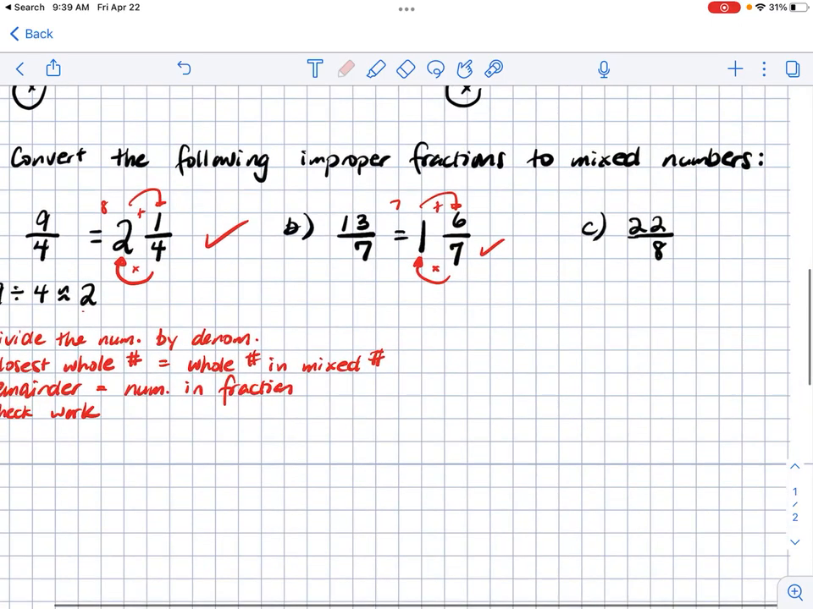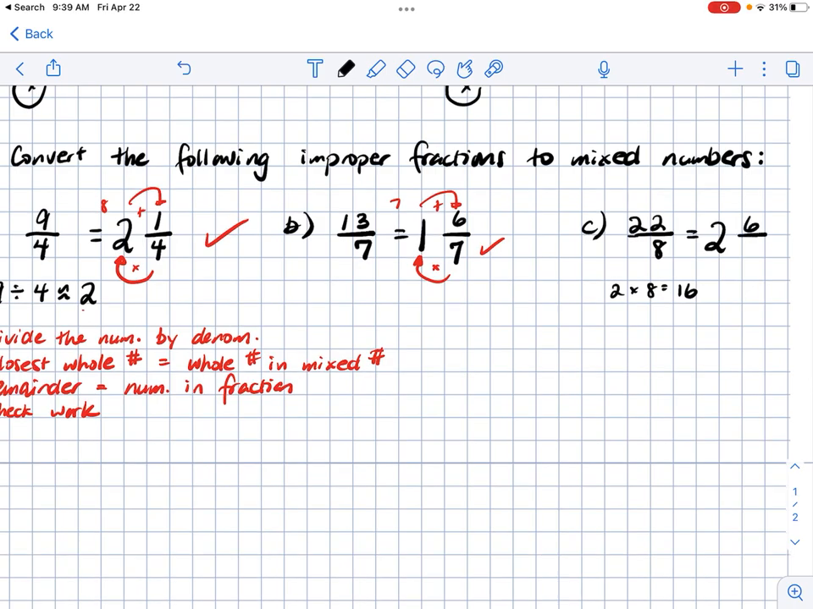Let's do 22 over 8 to end. So 22 over 8, again, you think to yourself, 22 divided by 8, approximately how many times? The closest whole number that you can get to 22. It would be 2, because 2 times 8 is 16. Okay. So again, how much more do you need to get to 22 from 16? Well, I know I still need 6, and then the denominator stays the same as 8. How do I check my work? Well, okay, again, same procedure. 2 times 8, which is 16, and then 16 plus 6 should give you 22.